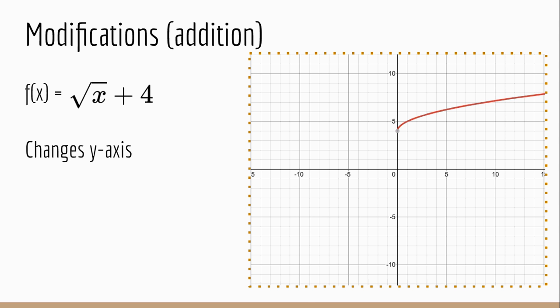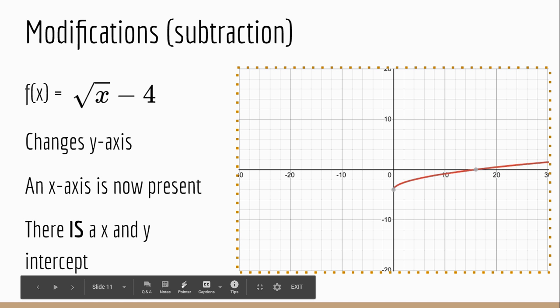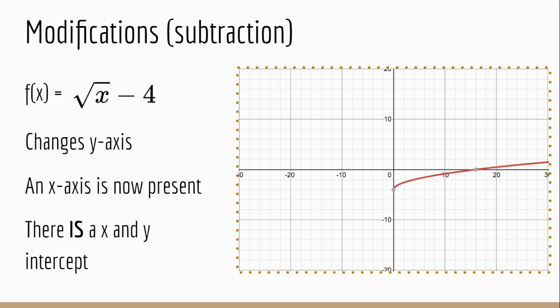Okay, so for the first modification, it's addition. Basically, we add 4 to it, so the values go up by 4 in the y-axis. So it changes the y-axis. Before we go on, does anybody have any questions? If you modify the equation and subtract 4, you change the y-axis to -4, and then there would also be an x-axis present, since the graph is moved down.